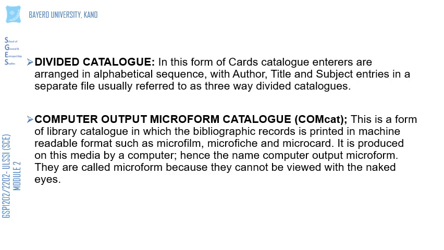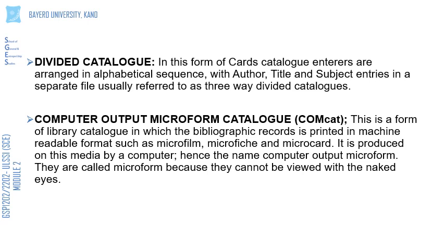We also have the divided catalog. It's a form of card catalog. Entries are arranged in alphabetical sequence with author, title, and subject entries in separate files, usually referred to as three-way divided catalogs. We have the computer output microforms catalog, COM catalog.